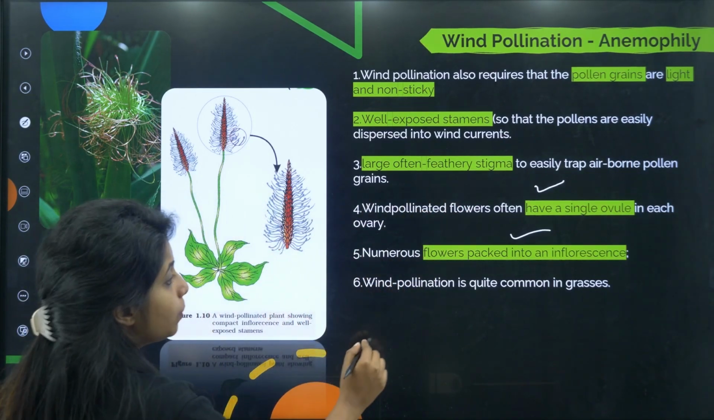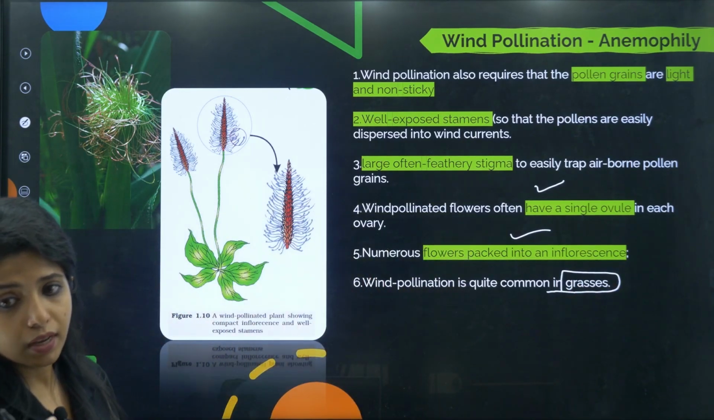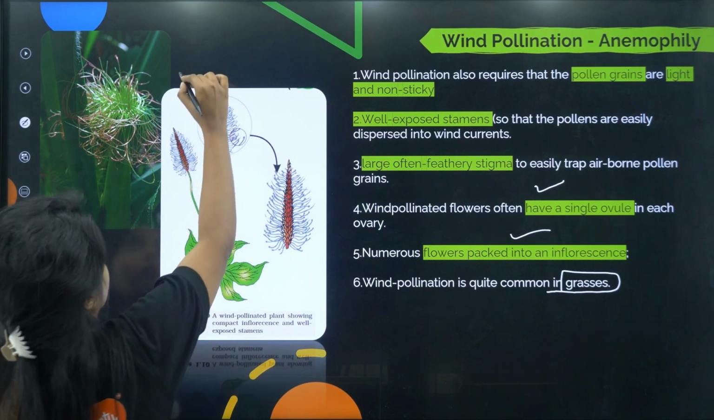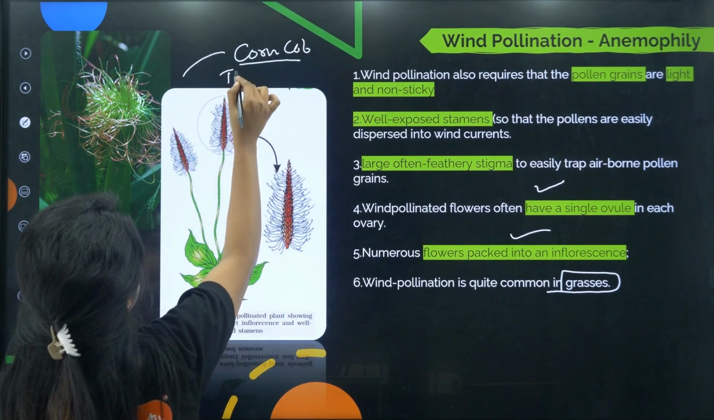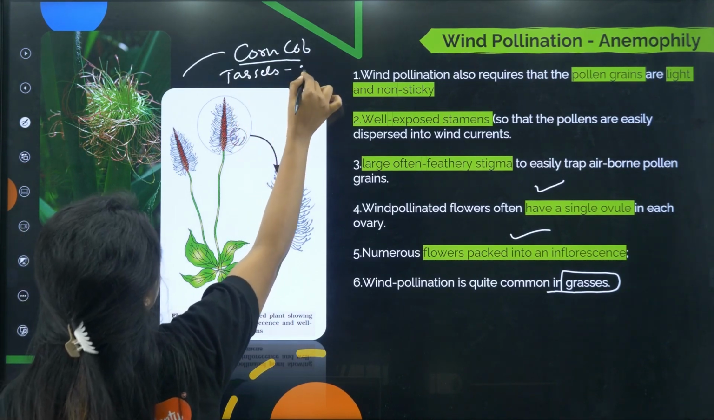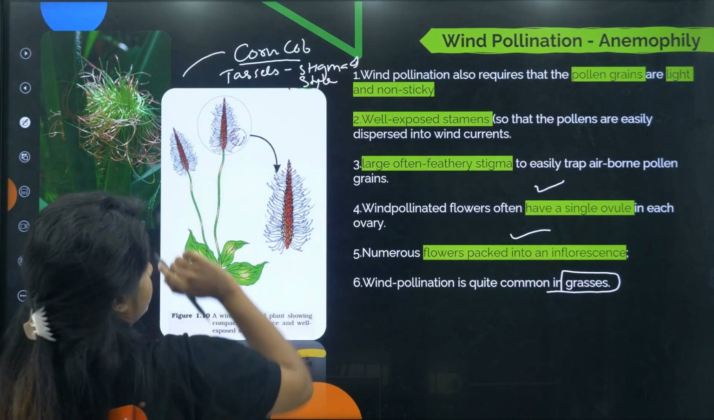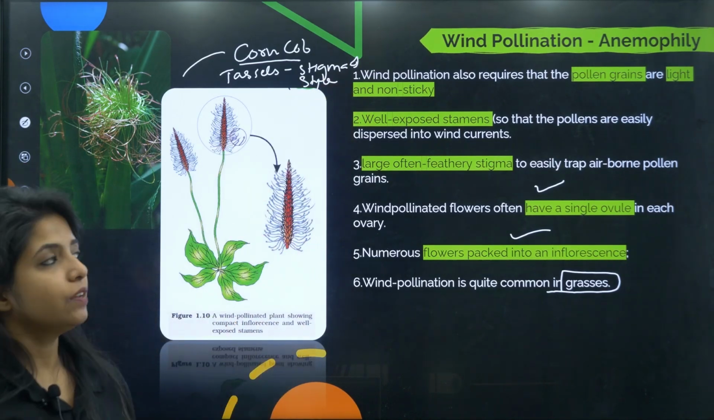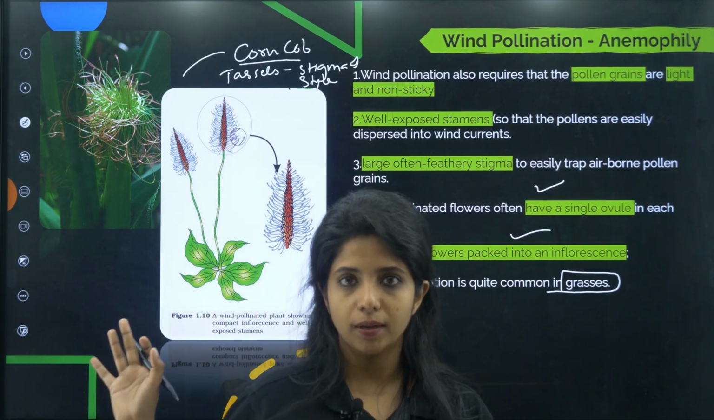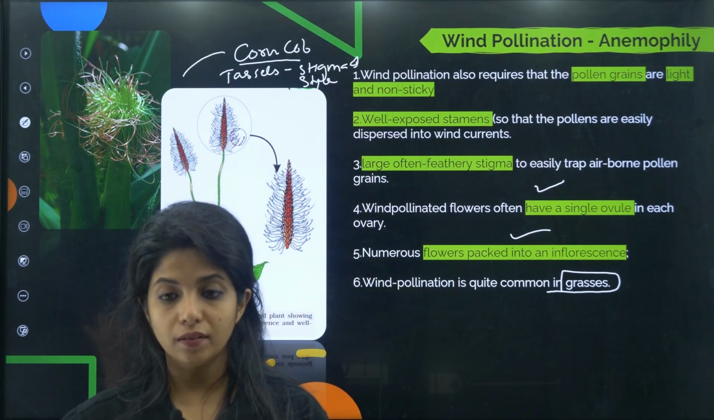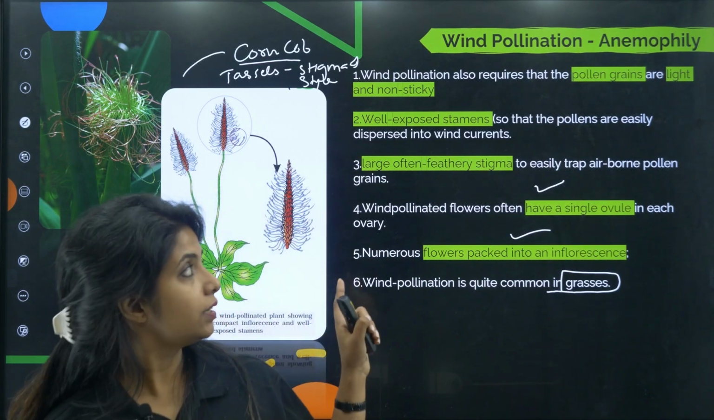Now wind pollination is quite common in grasses. Please remember grasses. Wind pollination is very common in grasses, and also the corn cob that you see, the tassels that you see, children, it is nothing but the stigma and the style. Please remember this also, stigma and the style. And wind pollination is known as anemophily. Do not confuse it with animals. This is anemophily, something different. When big animals are doing something, I am not talking about insects, it is known as zoophily. Here it is known as anemophily.